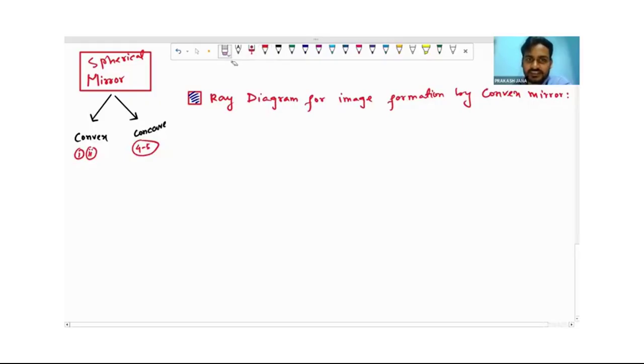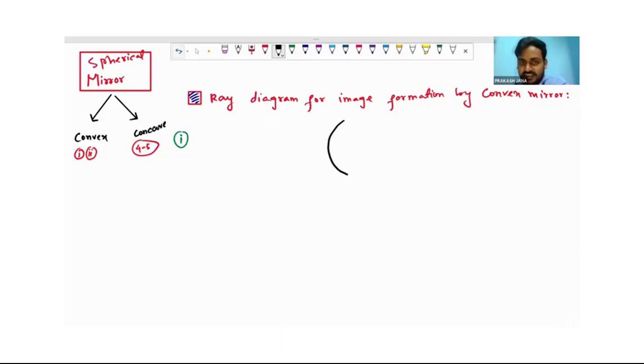Okay, so it will be better if I write it in small d. See, we have only two cases. Case one: we are talking about the convex mirror, which can be drawn like this. This is the silvering, and this is the principal axis. Now, parallel rays are coming from infinity, that is, the object is at infinity.